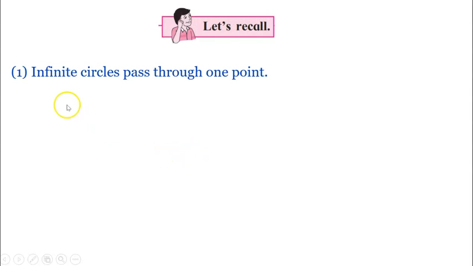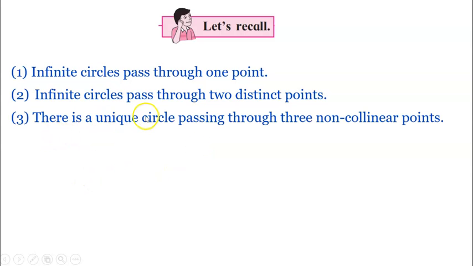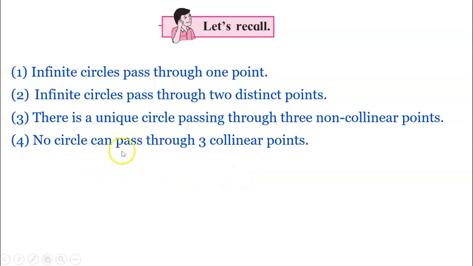Now next, see this here. Infinite circles pass through one point. Next, this is the conclusion. Infinite circles pass through two distinct points. And third, there is a unique circle passing through three non-collinear points. And the last, no circle can pass through three collinear points.